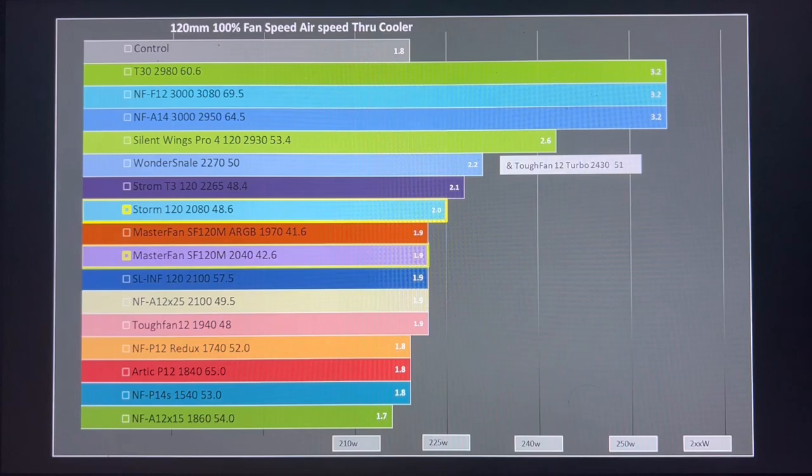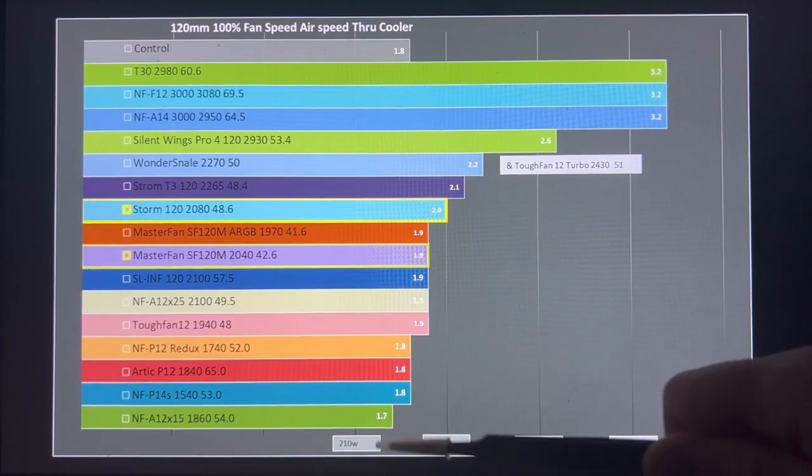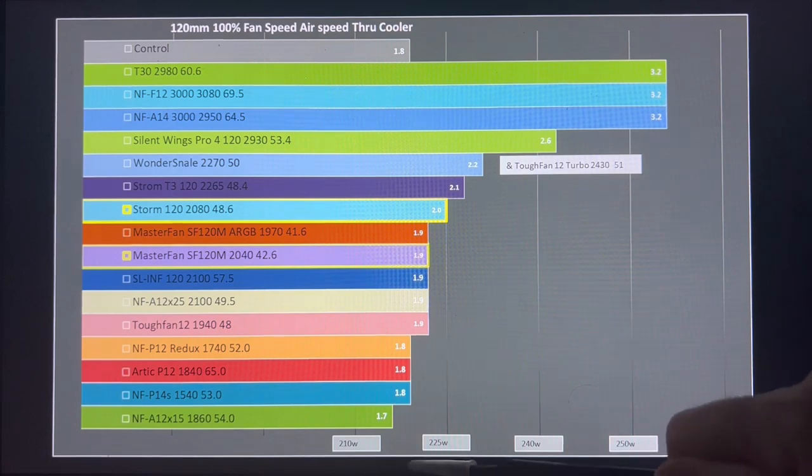All right, now we're on to 100% PWM. You'll notice that my scale at the bottom has changed from 210, 225, 240, 250, and then, well, my CPU doesn't go higher than 250 watts. So that's where that is. If you're wondering what my CPU is, it's an 11700K. I don't think I mentioned that before.